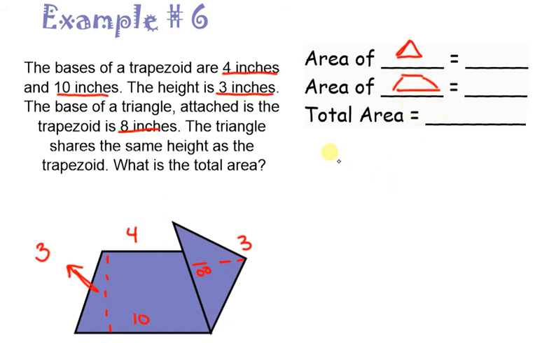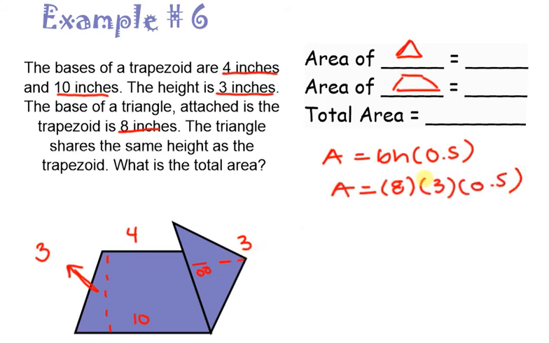The area of a triangle is area equals base times height times 0.5. So area equals, the base is 8, the height is 3, times 0.5. When you multiply all that together, it's going to give you 12. So this is 12 inches to the second power.